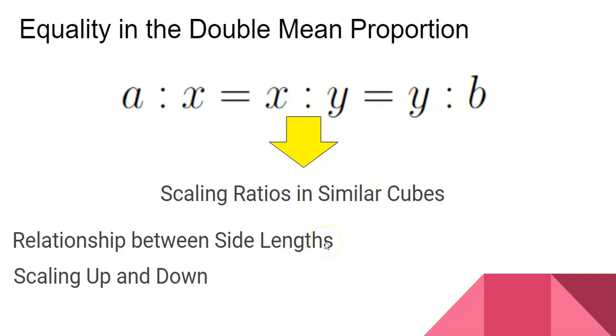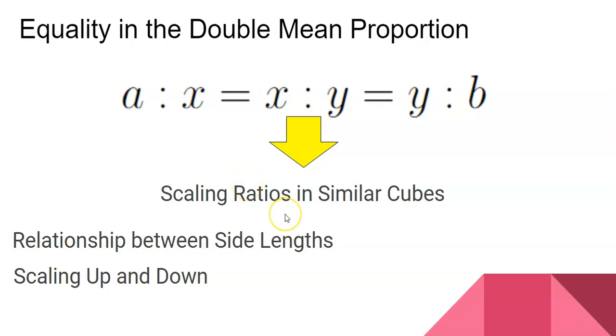To scale down from the larger cube A to the smaller cube B, we multiply the larger volume A by the ratio X over Y. Such ratio ensures that we can bring the size back to the original larger cube A.